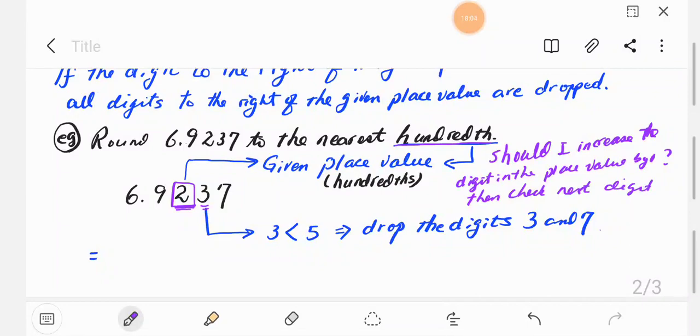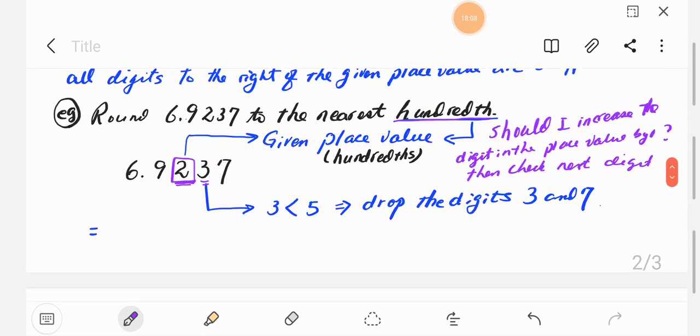So next digit, which is next to the given place value. So should I increase this? Your hundredth is 2, right? 2. So should I increase this?